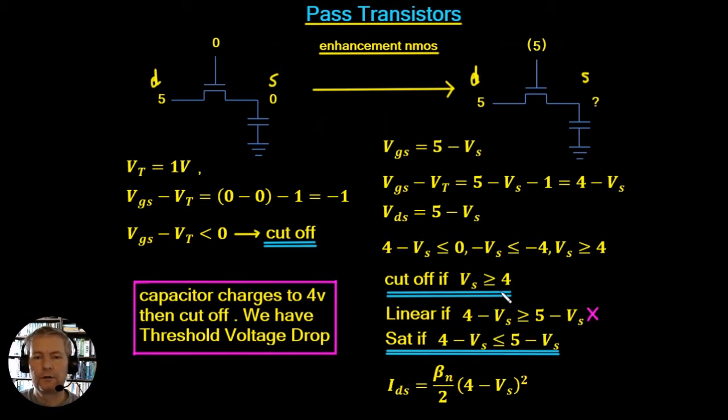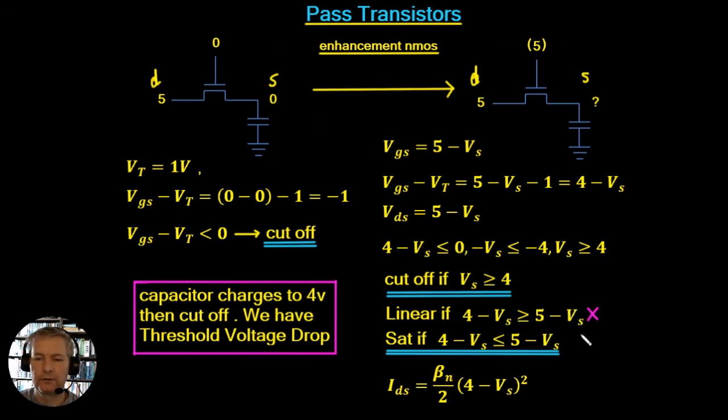So what are the other two options? Well, current could be flowing, and we could be in the linear region, or we could be in the saturation region. So let's check for the linear region. We'll be in the linear region if VGS minus VT is greater than VDS. So just remember your current equations here. In this instance, VGS minus VT is 4 minus VS, and VDS is 5 minus VS.